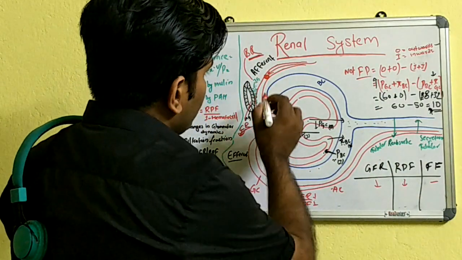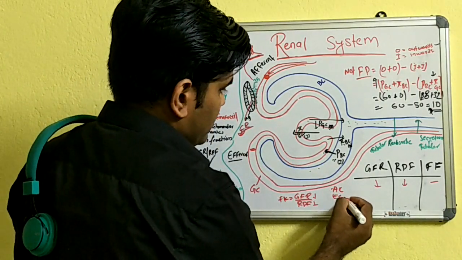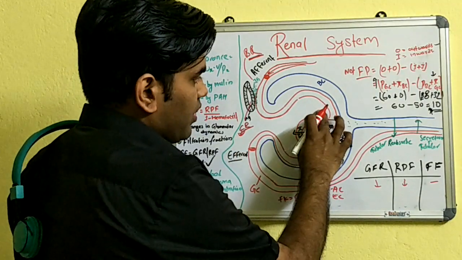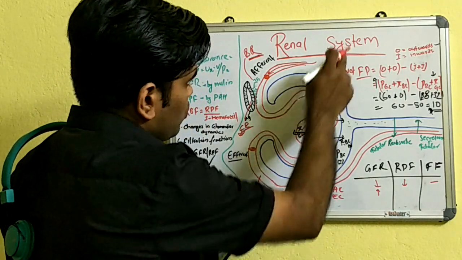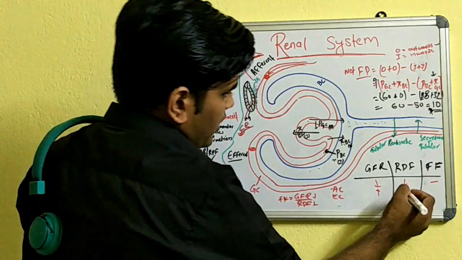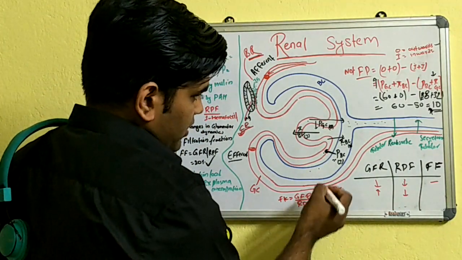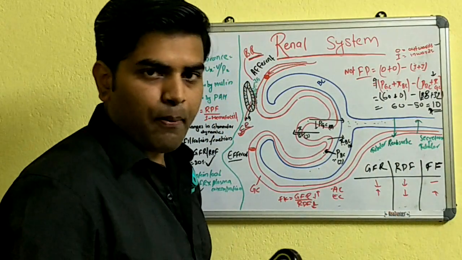Okay. If we constrict the efferent arteriole, then what happens? Since it is constricted, there is an increase in pressure over there, so GFR will be increased. But since there is constriction, no more blood flow will come, so renal plasma flow is decreased. Now renal plasma flow is decreasing and GFR is increasing, so filtration fraction will be increased.